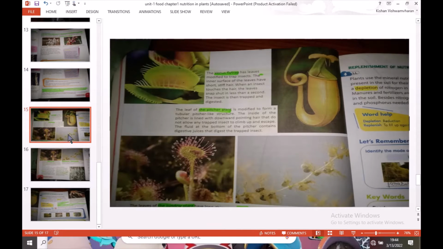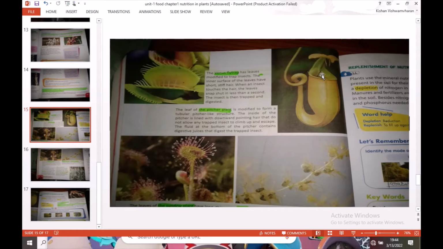Let's go to the Venus flytrap. Venus flytrap is just like a jug-like thing. At the base it has a fluid, that means liquid, and at the top it has a cap. It attracts insects by its fluid. That means the smell attracts most of the insects here. Mainly honeybees are attracted here.